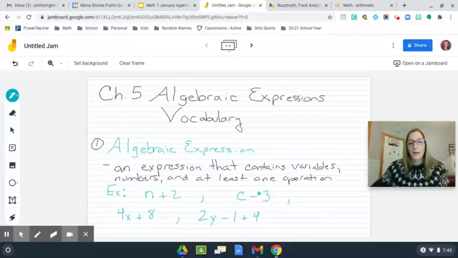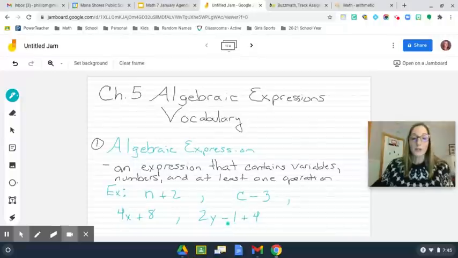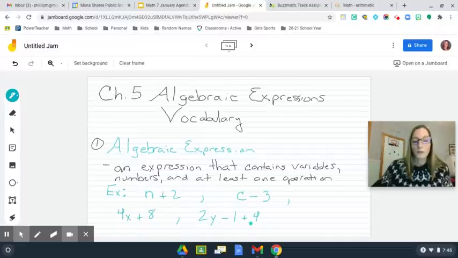So I have my variable, which is y. I have two operations here because it says I have to have at least one. I have a subtraction sign and I have an adding sign. And then numbers. I have a 1 and I have a 4 here. So 2y minus 1 plus 4.